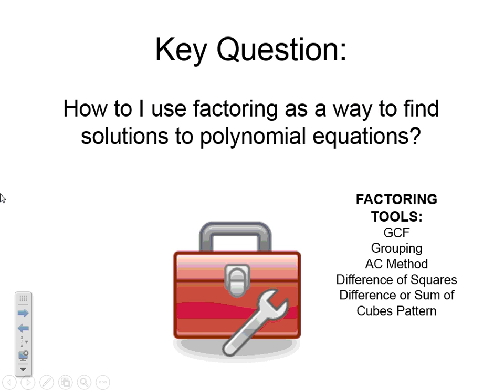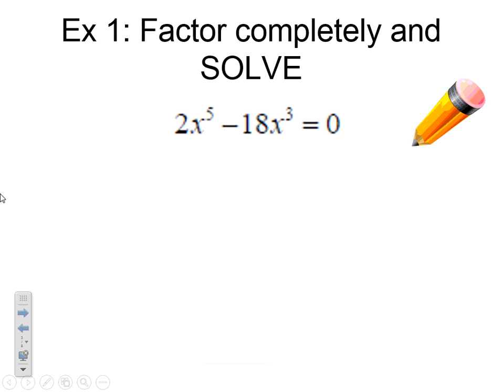Our first thing, we need to make sure we know all the ways to factor, all right? GCF, greatest common factor, difference of squares, difference and sum of perfect cubes. Those are all ways we can factor, and after we factor, we can solve. Here we go. First problem. We're going to do 4 examples. You need to write down all 4 examples, ladies and gentlemen, all right?